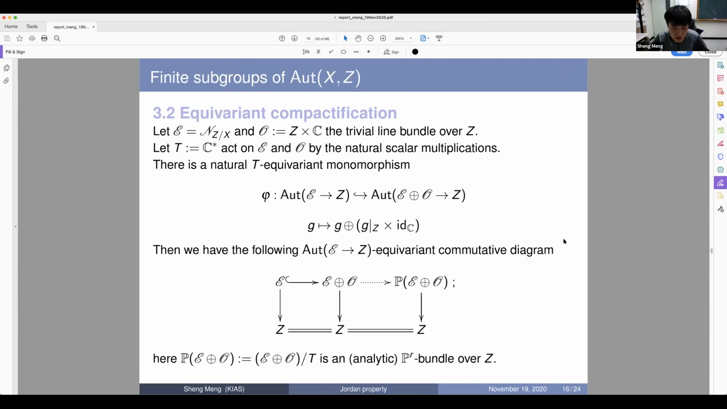Then we have the following equivariant commutative diagram. So we already know this too. The third one is the natural quotient of the vector bundle E plus O, and the equivariance is because the scalar action commutes with any matrix. So it is equivariant, and we know that this natural quotient is a P^n bundle over the base Z.